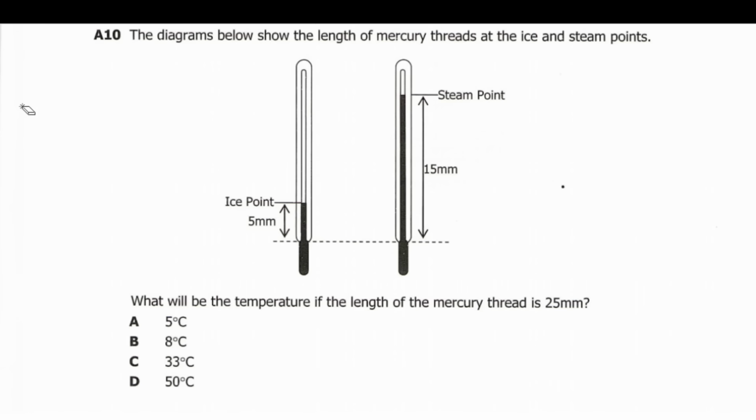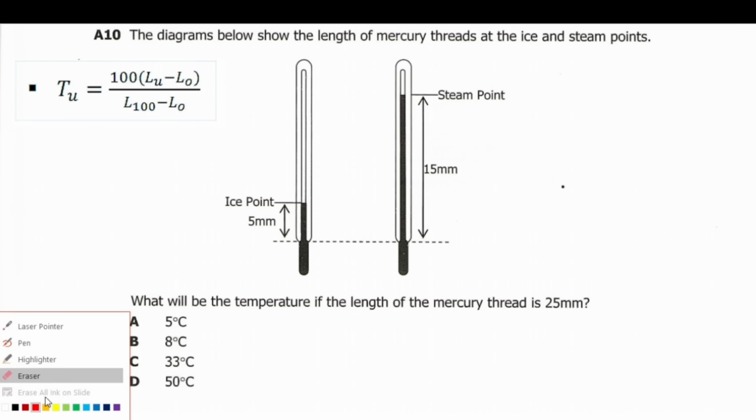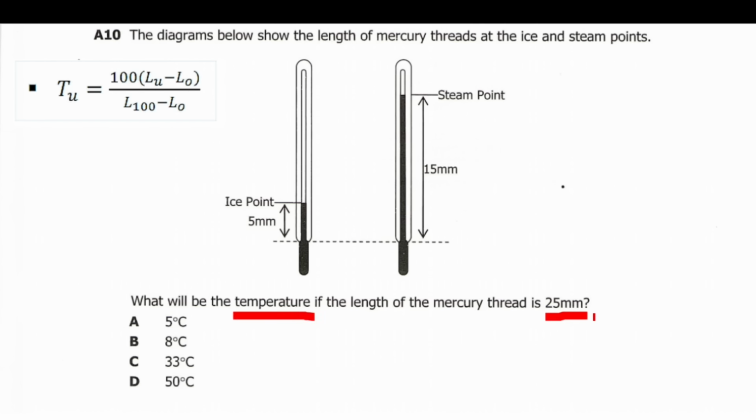There's a formula we use where we say Tu, the unknown temperature, is given by 100 open bracket Lu, which is the length of the mercury thread at the unknown temperature. In this case, that is 25. Minus the length of the mercury thread at ice point, which is 5, divided by the length of the mercury thread at 100 degrees Celsius, which is at steam. Steam is at 100, so the length of the mercury thread is 15, minus the length at ice point, which is 5.